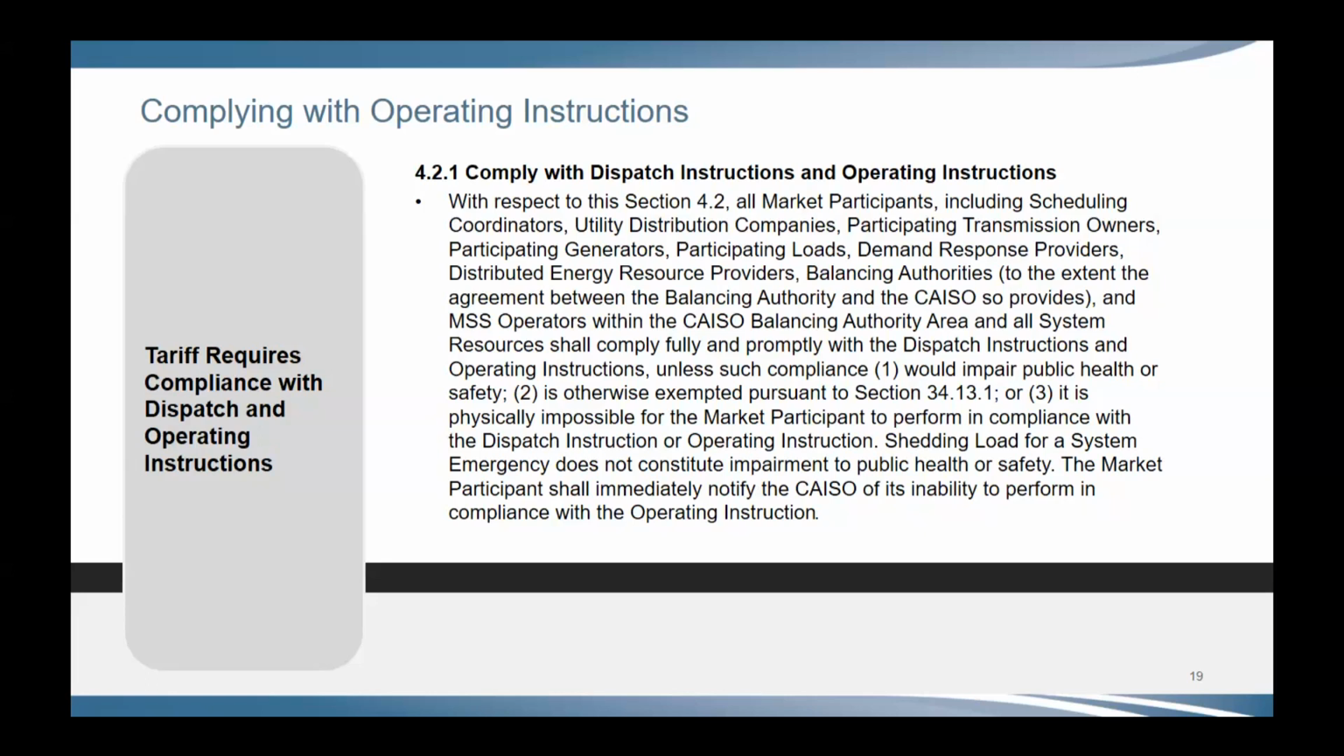Shedding load for a system emergency doesn't constitute impairment to public health or safety, but if any of these conditions occur and your resource is not able to comply with the instructions, it is critical that the market participant immediately notifies the ISO of the inability to perform in compliance with the operating instruction. So again, this is a requirement by the tariff. This is a good place to make sure that you're sharing this information within your organization so everybody's on the same page to know that this is a requirement.